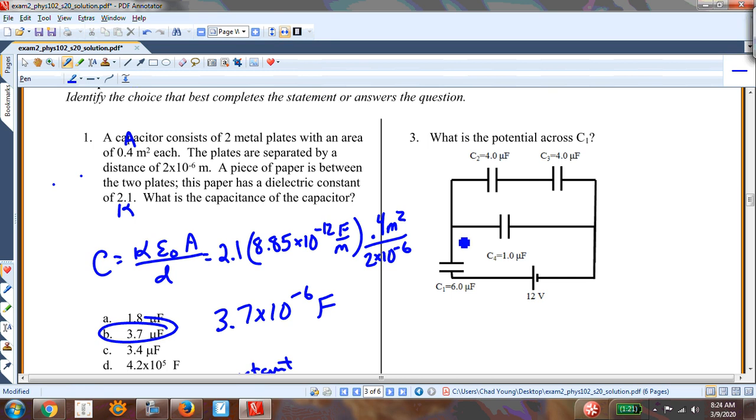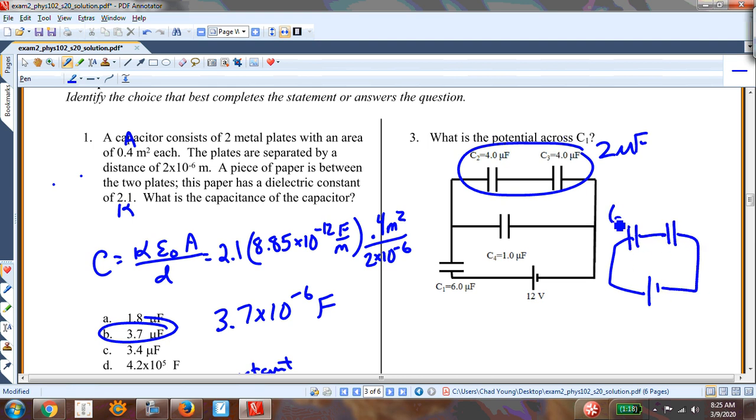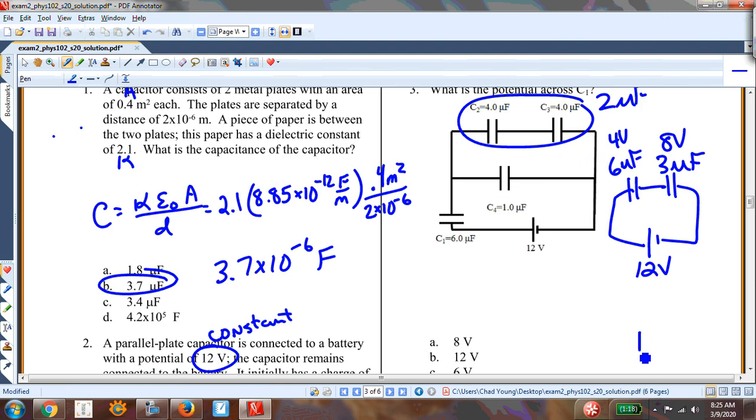Consider this circuit. What is the potential across C1? Well, I know these two are 2 microfarads, and then a 2 and a 1 will be 3 microfarads, and so I have a circuit with 6 and 3, and 12 volts. Now, you might be able to say right here, well, I know this has to be 4 volts and that has to be 8 volts. But if you're uncertain, then you would take one extra step.